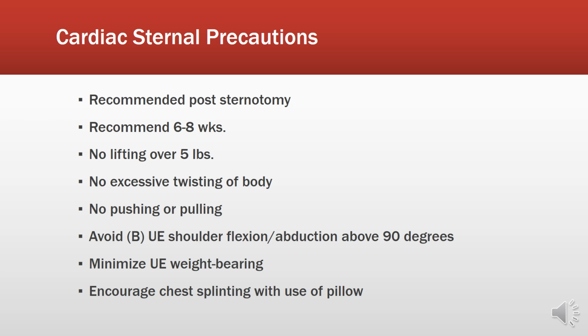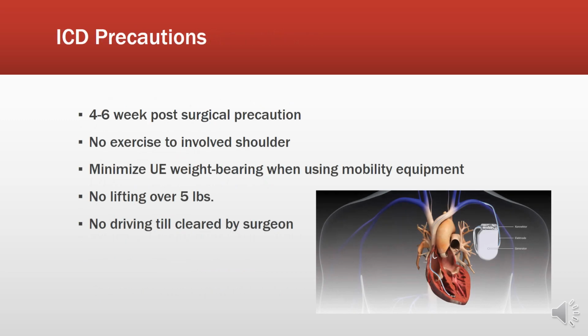We want to make sure that there's no excessive twisting of the body. They really shouldn't be lifting bilateral upper extremities at the same time, most especially not bringing them up past 90 degrees for shoulder flexion and abduction. We want to encourage them holding on to a pillow. Sometimes they're provided one post-surgery, or they can have an extra pillow in their room to hold at their chest if they're feeling to cough and if they're going to be moving, to prevent them from using those upper extremities.